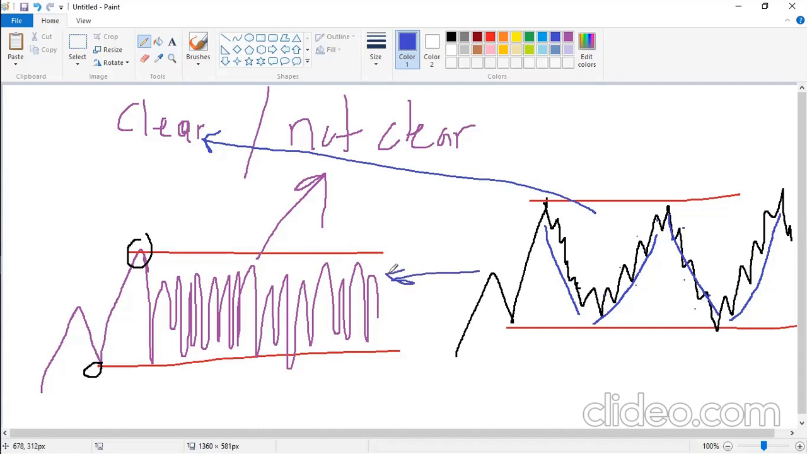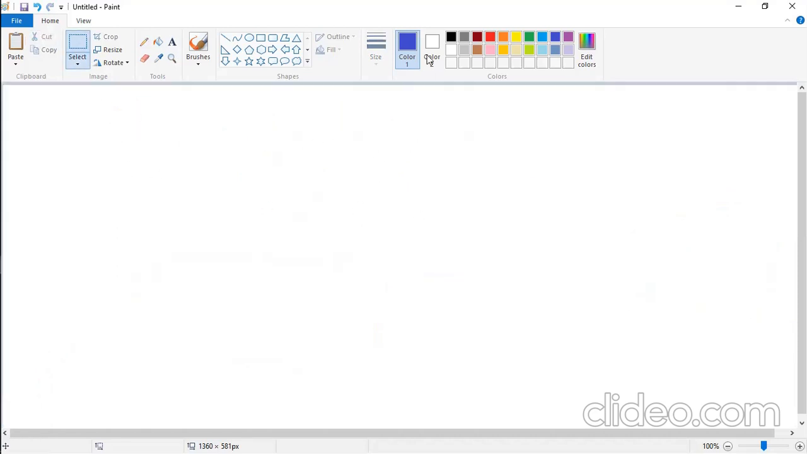Whereas with this one, there's nothing like that. You don't see anything like that. So that's the only difference between the two ranges. Any questions so far? None? All right, a lot of information.